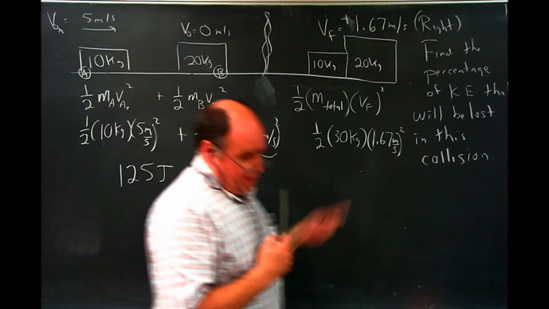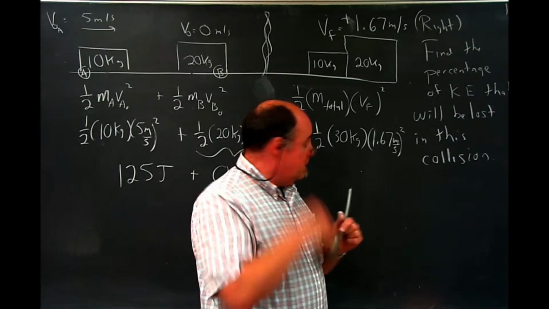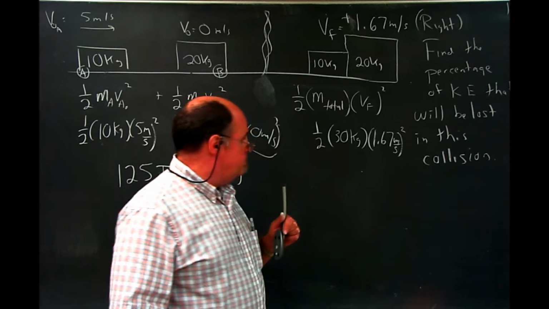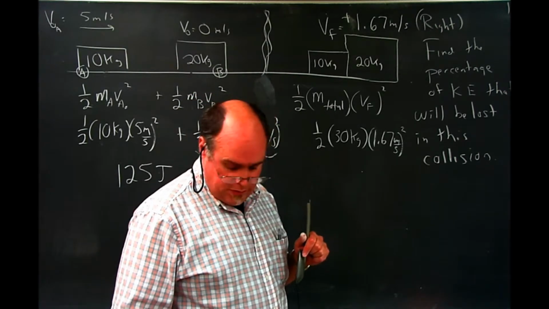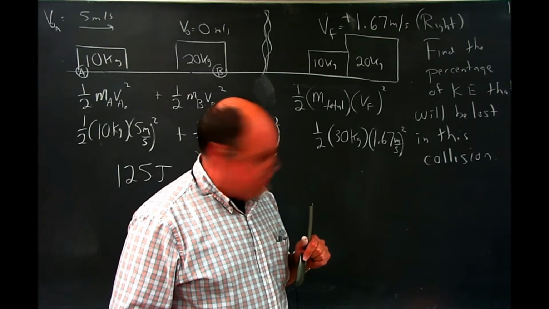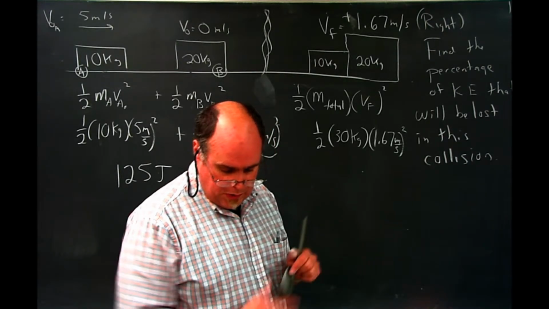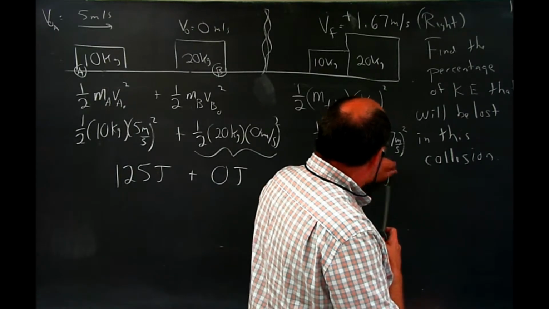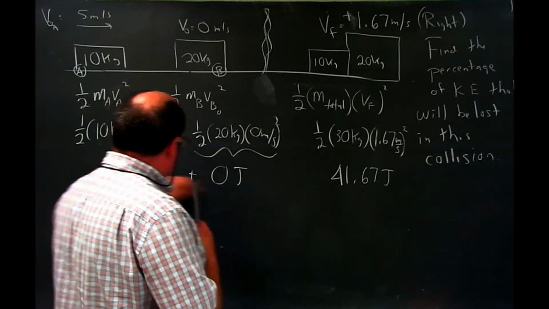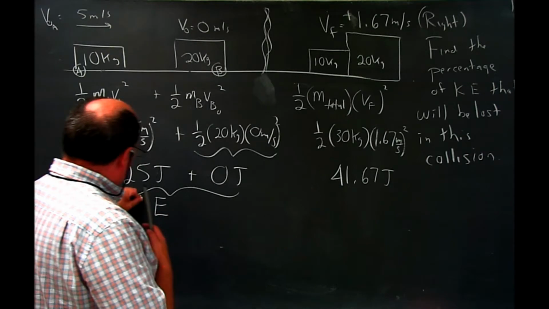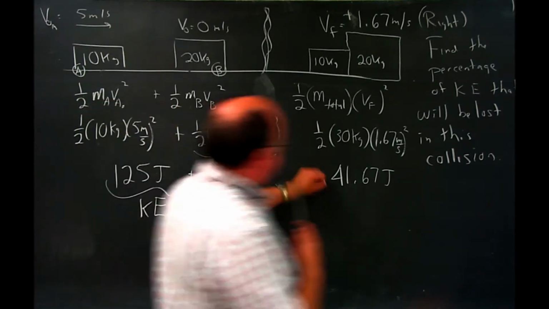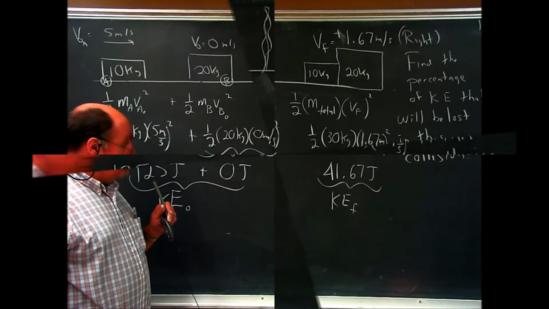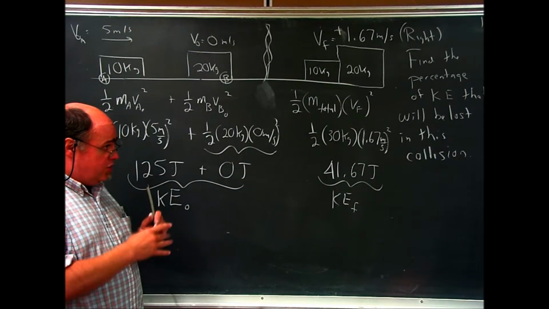Okay. And then over here, this one's not so easy to do in your head, so let me do this one with a calculator. This one comes out to be 41.67 joules. So all of these things together here are my kinetic energy initial, and this number right here is my kinetic energy final. The question is, what percentage of kinetic energy will be lost?